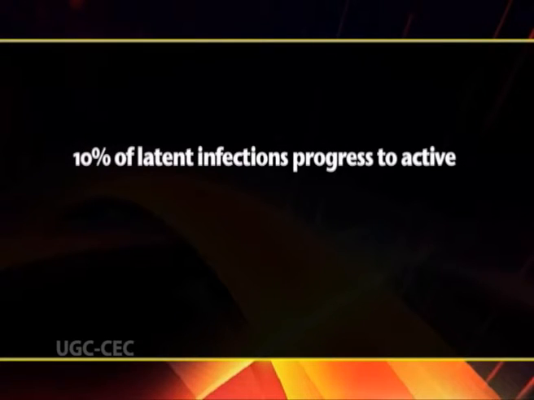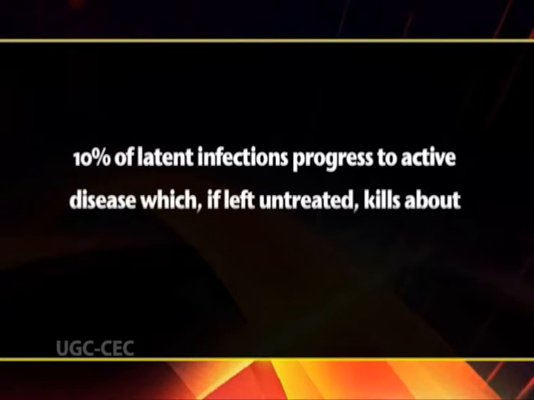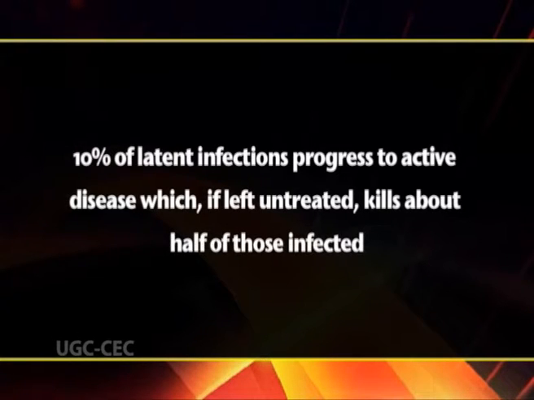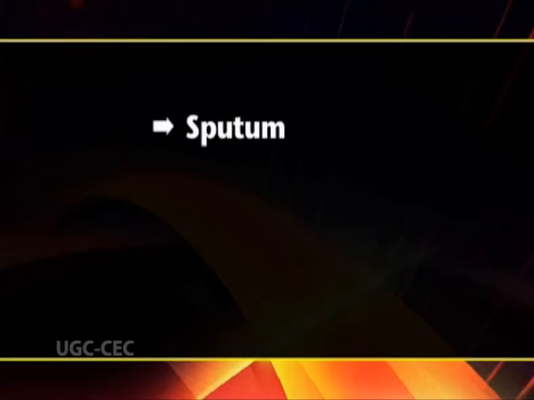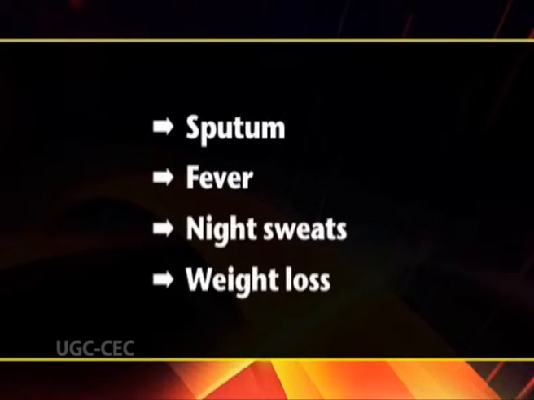About 10% of latent infections progress to active disease, which if left untreated kills about half of those infected. The classic symptoms of active TB are a chronic cough with blood-containing sputum, fever, night sweats, and weight loss.